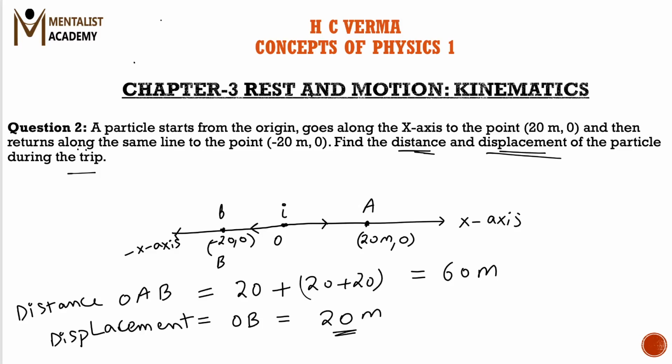As displacement also has direction, therefore we will find the direction of this. The direction would be starting from the initial point towards the final point, that means towards the negative x-axis. Direction is towards the negative x-axis. So displacement is 20 and distance is 60 meters.